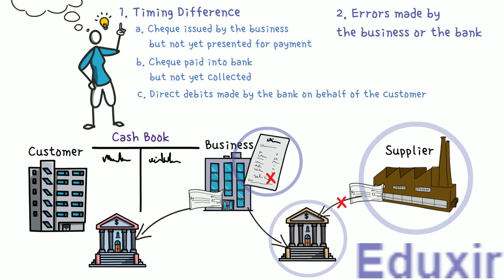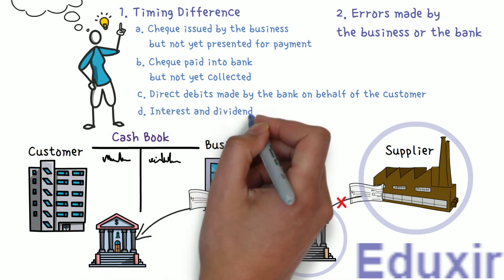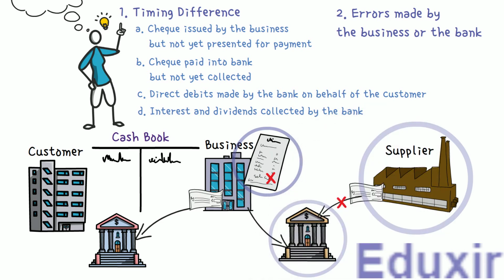The next reason is interest and dividends collected by the bank. When the bank collects interest and dividends on behalf of the customer, then these are immediately credited to the customer's account. Note here that the term customer refers to our business and not our business customers. In this context, our business is customer to the bank, right? So that's why the bank refers to the business as customer. In other words, this means the interest or dividends collected by the bank on behalf of our business. But the business will not know about these transactions until the bank statement is received. So there will be difference in the cash book and the bank passbook.